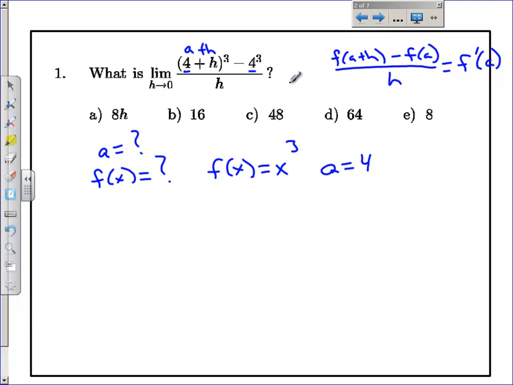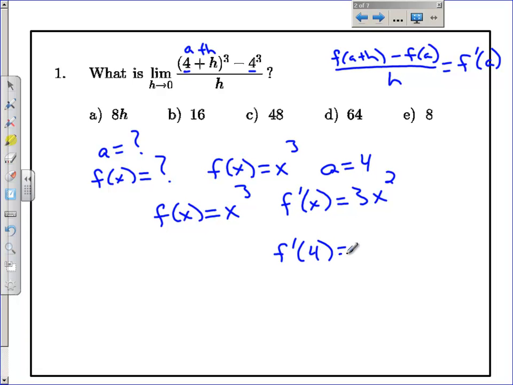So in order to answer this, we are going to say that f of x is x cubed, which means that f prime of x is 3x squared. So f prime at 4 would be 3 times 4 squared, which is 3 times 16, which is 48.